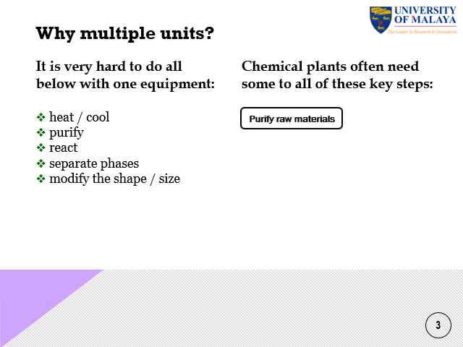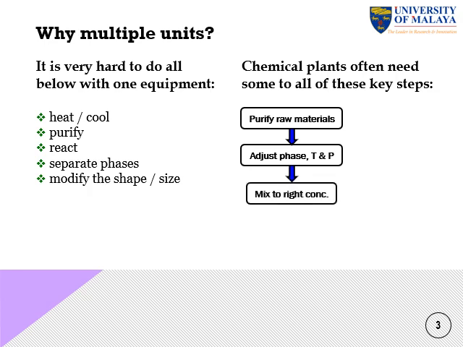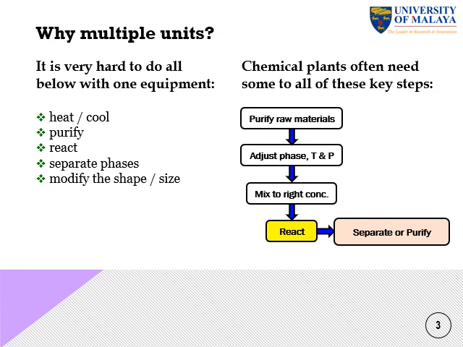For example, to purify raw materials before entering the reactor, to adjust the phase, i.e. whether it's liquid or vapor phase, at the right temperature and at the right pressure, mix it to the right concentration before finally entering the reactor. And then after the reaction is taking place, the product from the reactor outlet you need to separate or purify. And let's say if there are some unreacted reactant that can be recycled back into the reactor, maybe we need to adjust a bit the phase and the temperature and also the pressure maybe.